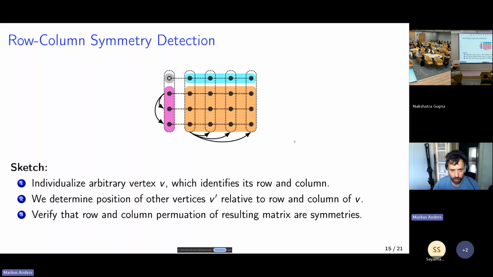All right. On to the last structure. And okay, no, sorry, I should mention that the constraint we produce once we detect row column symmetry is this double lex constraint.